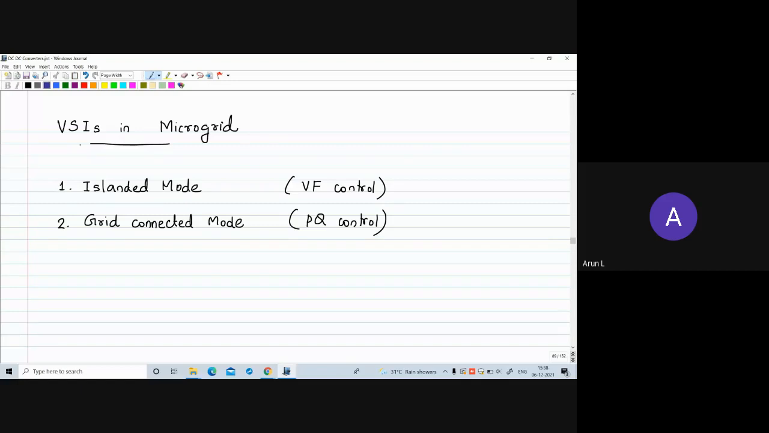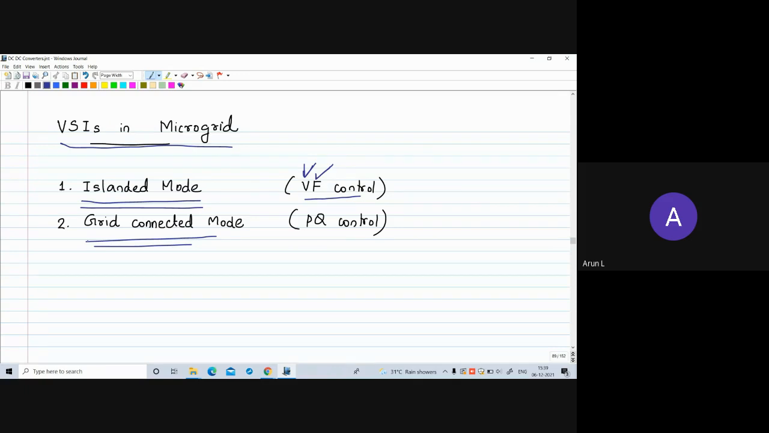And these VSIs in a smart grid or in a microgrid can operate in two modes. They can be either in islanded mode or in a grid connected mode. So when you have a VSI in islanded mode, you will be controlling its voltage and frequency because there is no other generator present. Our voltage source inverter has to fix the voltage and frequency levels in the grid. So we have to control V and F. V and F are the control variables.